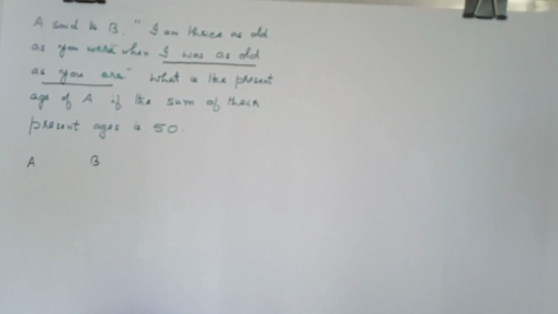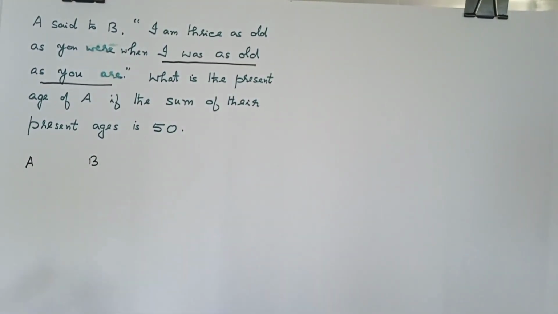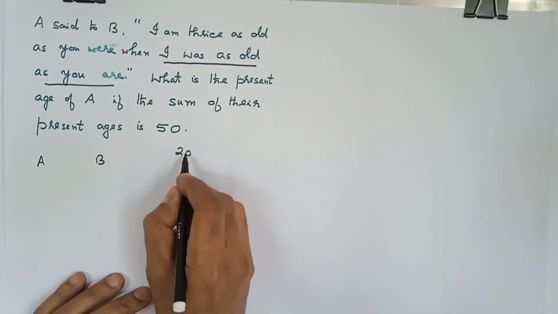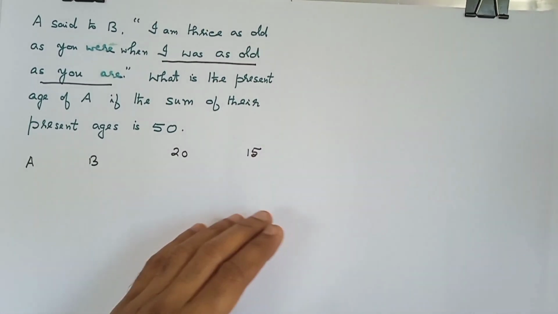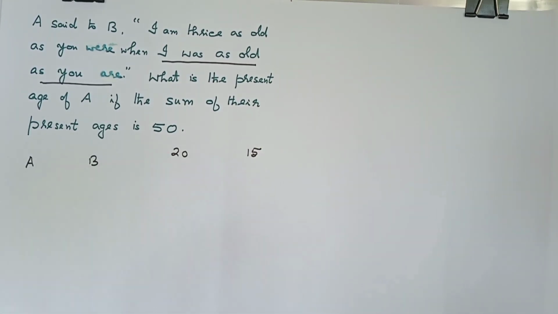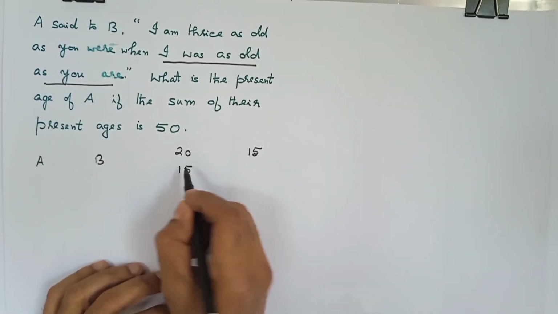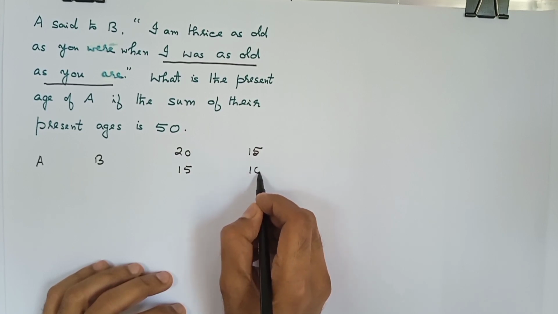If you have any confusion regarding this problem, let me take a numerical example for this. Supposing you are, say, 20 years and you have a younger brother who is, say, 15. Now, how many years ago were you as old as your younger brother is today? It's very clear, 5 years ago. 5 years ago, you were 15, and at that point of time, your younger brother was 10.